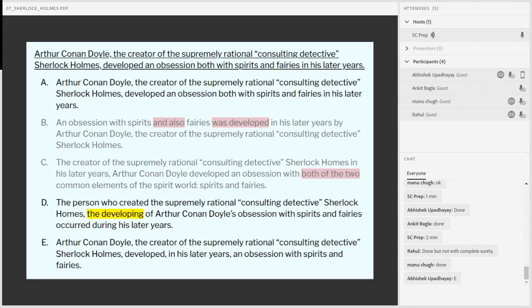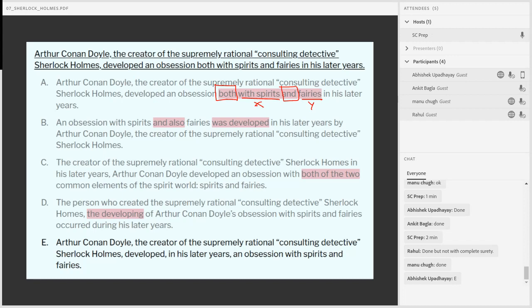So if we take a look at "the developing" and "both with the spirits," as Ankit pointed out in option A, when you say both X and Y, you want to make sure that the X and Y are as parallel as possible. If they had said both with spirits and with fairies, that would have been okay. Or with both spirits and fairies, that would have also been okay. But right now, this is not parallel.